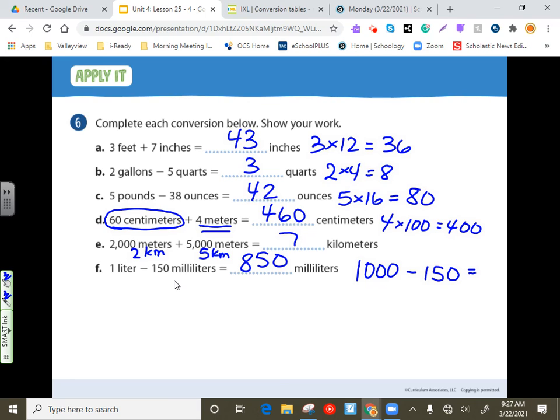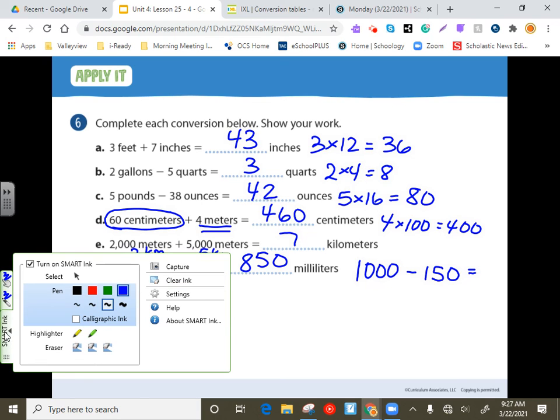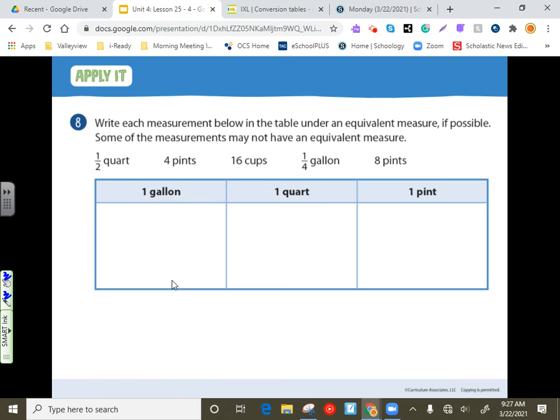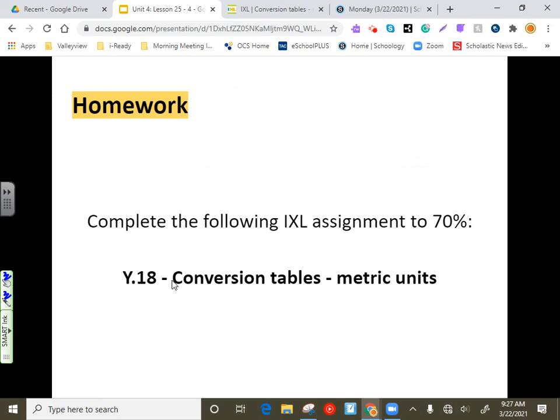In my book, I did another example, but I think that's plenty of review. So I'll leave that there. And your homework is going to be Y18 conversion tables, metric units. And that should be it. Let me know if you need some help.